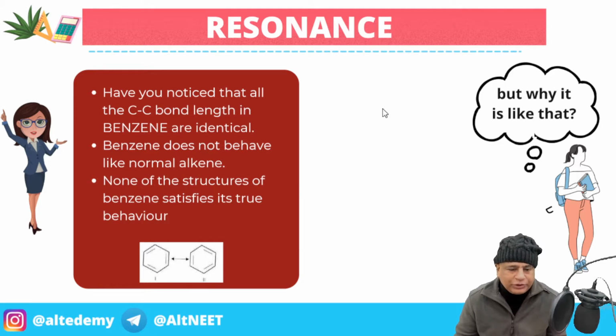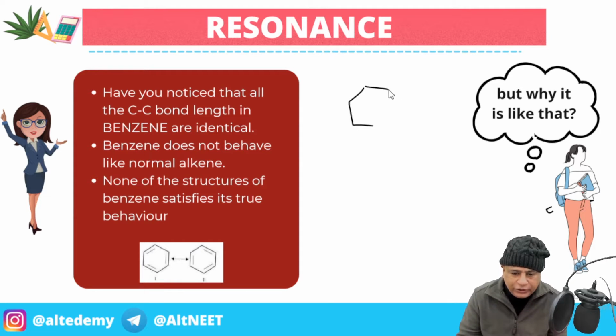Look, when we speak about resonance, the first thing that comes to our mind is the structure of benzene. You might have seen, or you might have noticed also. Have you noticed that all the C-C bond lengths in benzene are identical? Benzene does not behave like a normal alkene, and none of the structures of benzene satisfy its true behavior. I would like to let you know a couple of things about benzene. If we draw the structure of benzene like this and ask you, what is the C-C bond length in benzene?